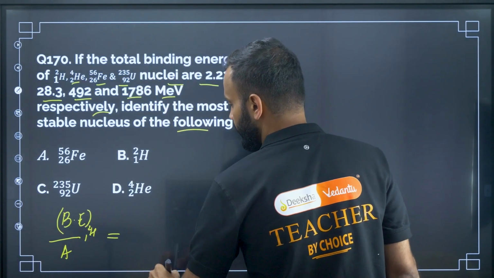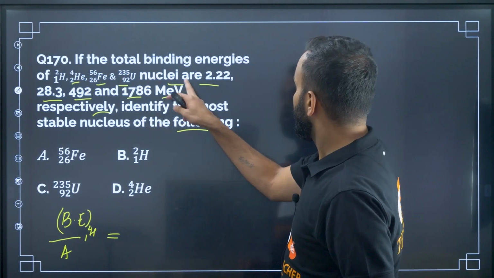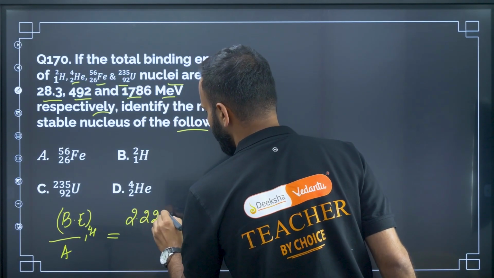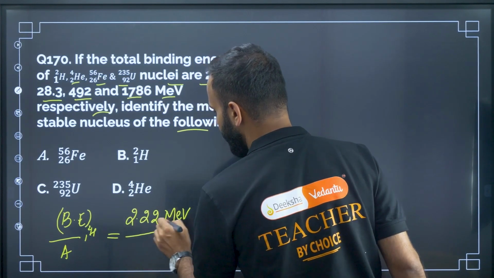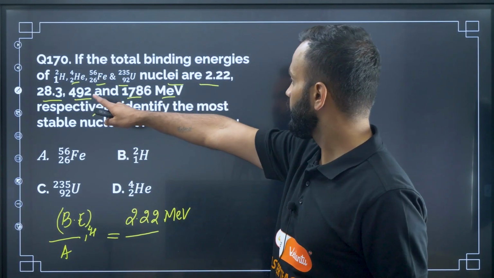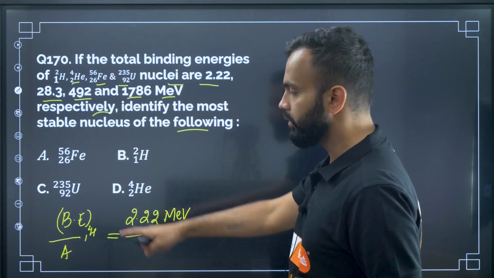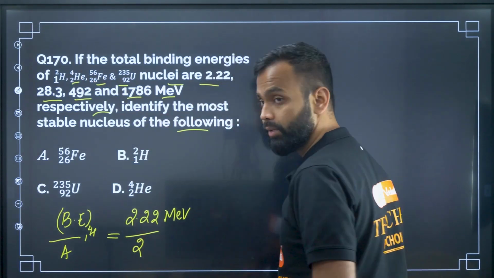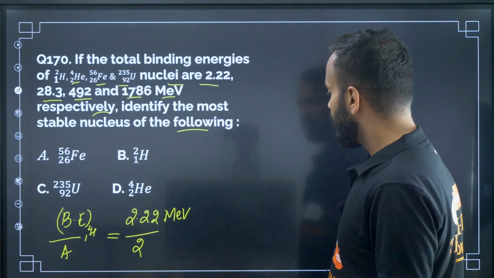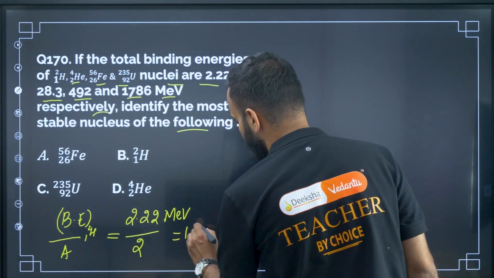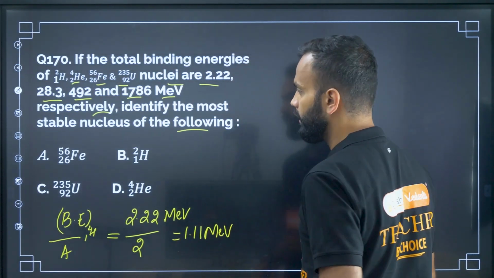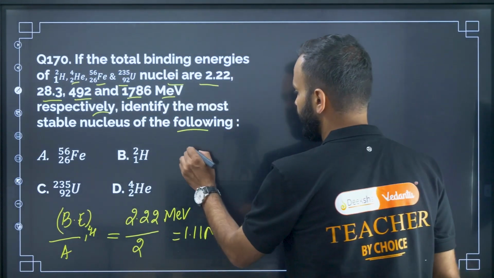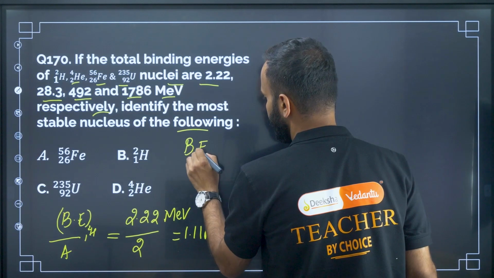Binding energy per nucleon for deuterium is equal to 2.22 mega electron volt divided by the number of nucleons. What is the value of nucleon here? 2, that is the mass number, not the atomic number. Now which is equal to 1.11 mega electron volt. Now for helium, binding energy per nucleon for helium.